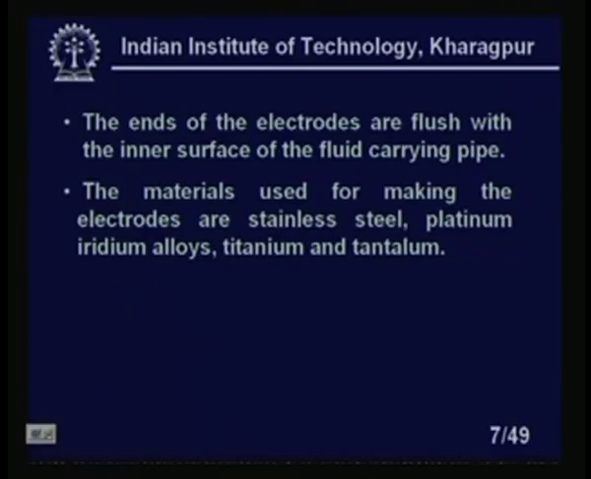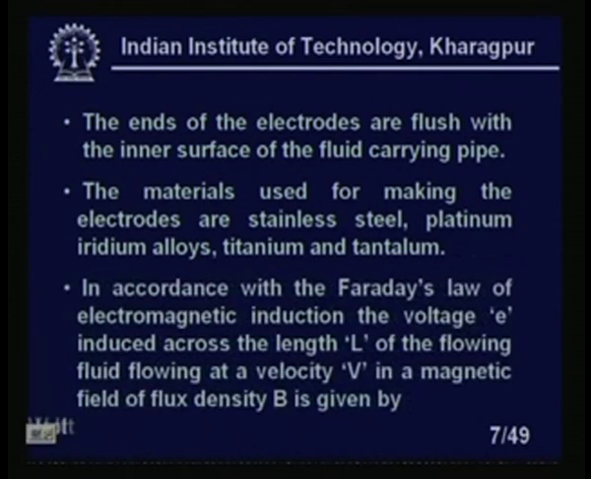Moreover, individual, very precise calibration of the instrument is necessary. If you add all these things, you will find that the initial installation of this tube is quite expensive compared to other flow meters like differential pressure flow meters. But in some situations we cannot afford to have a permanent pressure drop. In that type of situation, this magnetic flow meter is used. The materials used for making the electrodes are stainless steel, platinum, iridium alloys, titanium and tantalum.